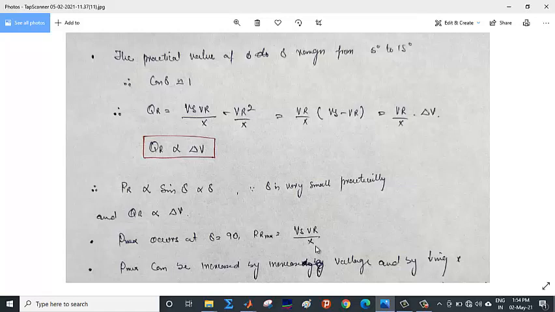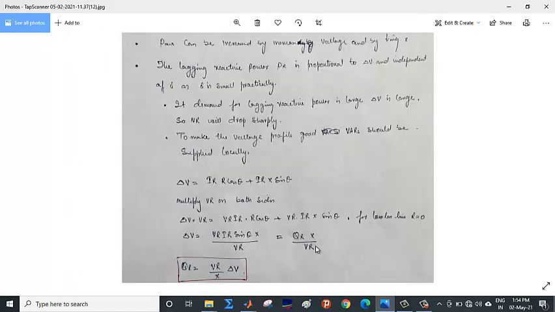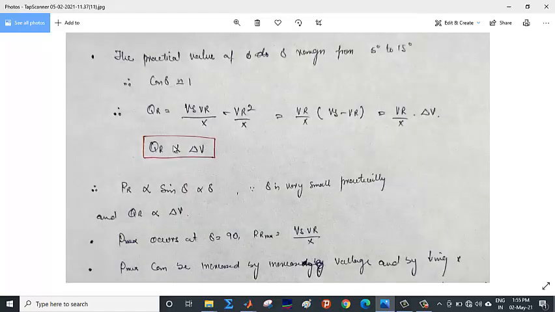Now coming back to this reactive power, the lagging reactive power, this should be actually QR, is proportional to delta V and is independent of the delta, as delta is very small practically. So this lagging reactive power is proportional to delta V. That is actually the written statement of this mathematical relation.